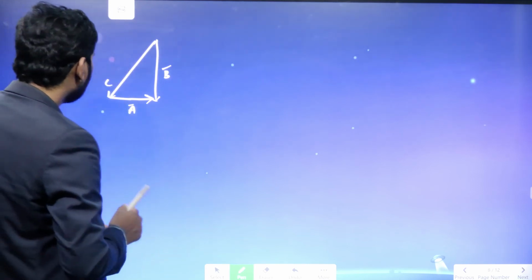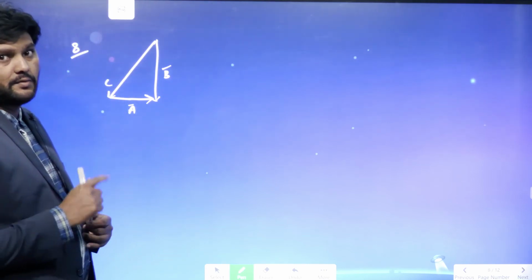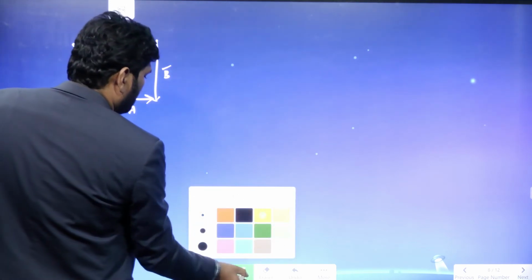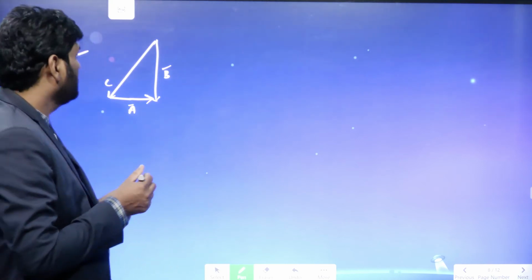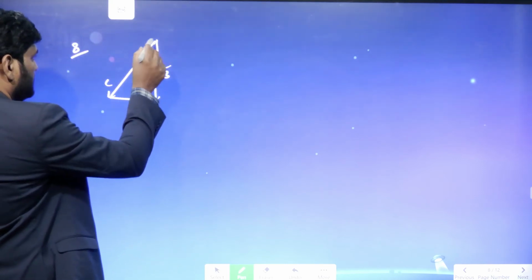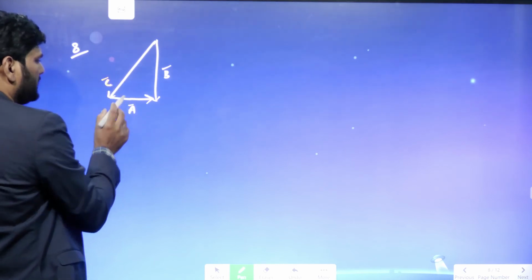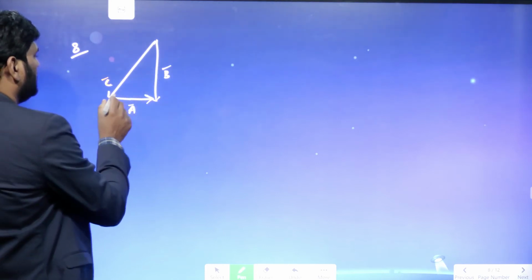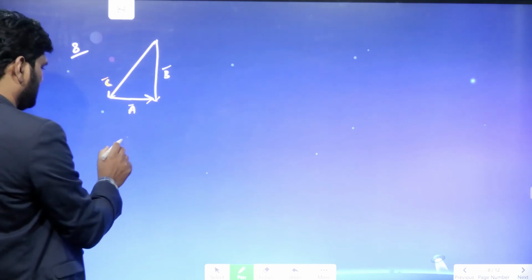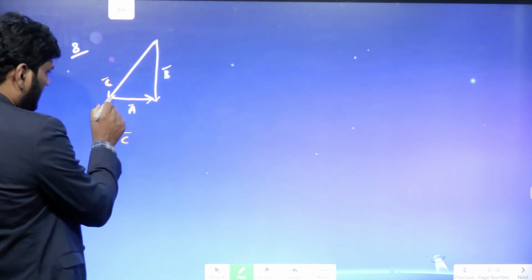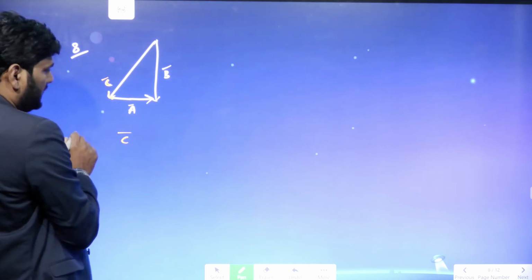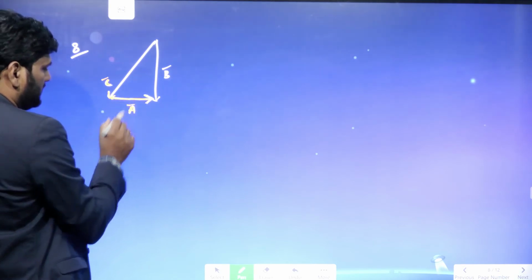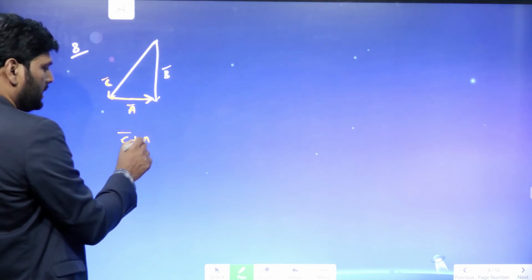Now whenever you are taking the vector addition, what must you follow? The first vector's head and the second vector's tail must be joined. You can take this C as the first vector and this A bar as the second vector. Now, C bar plus A bar.